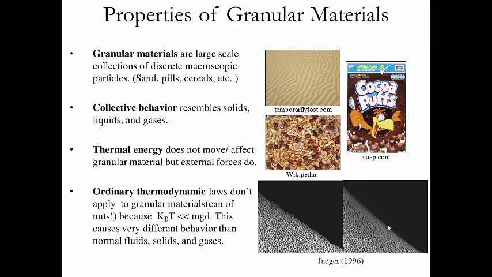So an example of this is a can of nuts. When you shake a can of nuts, and there's different size nuts, the larger nuts tend to go to the top, which is kind of counterintuitive. You would expect all the nuts to mix and be distributed all over the place. But now they're getting segregated, which seems to go against the law of entropy. The entropy should increase. But because kT is much smaller than mgd, and it's effectively zero in this case, the ordinary laws of thermodynamics don't apply.